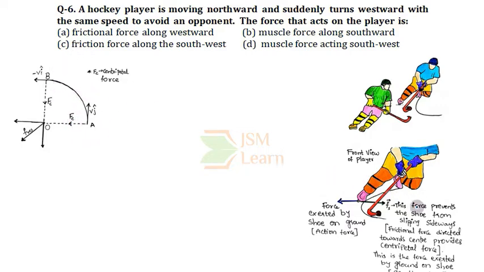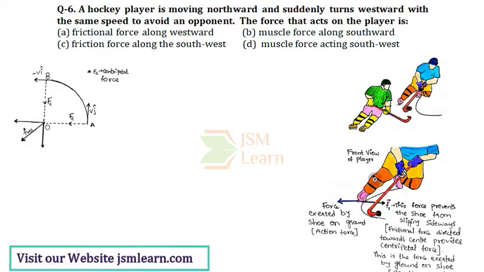I have displayed here the front view of this scenario. When this hockey player was moving towards the northward direction, due to the opponent he suddenly took a turn towards westward. Let us analyze what force was acting on this player. When I analyze his shoes, since they are taking a sudden turn, the player exerts some amount of force on the ground.